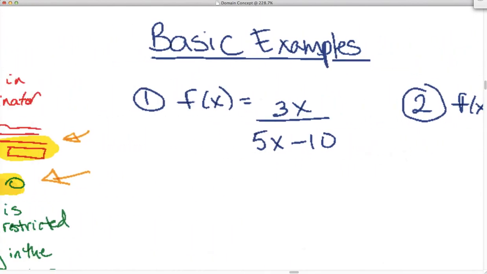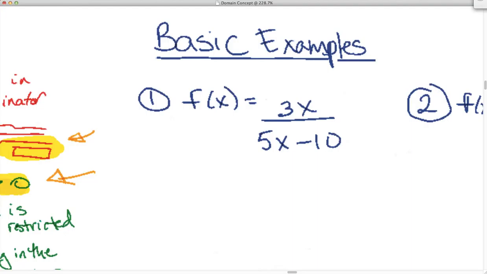The first one we're going to take a look at is the function f of x equals 3x over 5x minus 10. Right away you should notice that there's a denominator here. So what was the rule for the denominator? Set whatever you got not equal to 0 and solve.